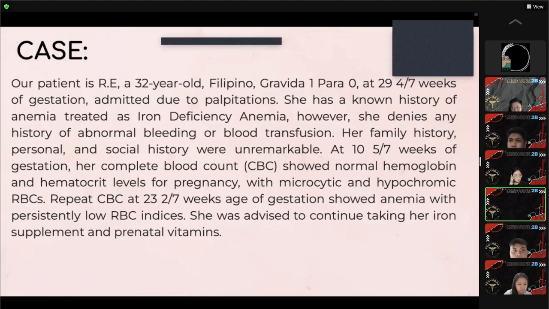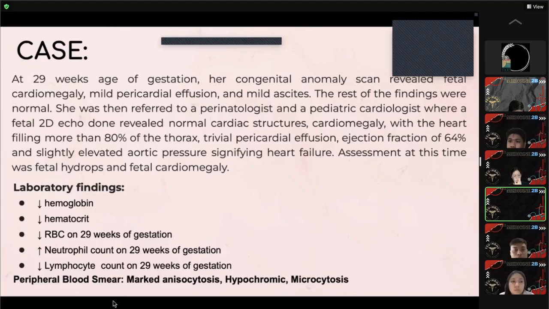At 10 5/7 weeks of gestation, her complete blood count, CBC, showed normal hemoglobin and hematocrit levels of pregnancy with microcytic and hypochromic RBCs. Repeat CBC at 23 2/7 weeks of gestation showed anemia with persistently low RBC indices. She was advised to continue taking her iron supplement and prenatal vitamins.